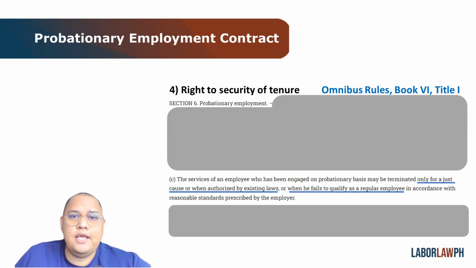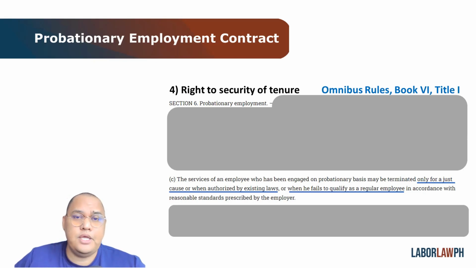Now, for probationary employees, in addition to what we discussed, there's something unique to them. They may also be dismissed when they fail to qualify as a regular employee in accordance with the reasonable standards that we discussed earlier, prescribed by the employer. To be very clear, let's say the probation period is 180 calendar days. Before the last day, let's say in the second month, 60 calendar days, the probationary employee cannot simply be dismissed because the employer, the manager, or the director does not want him or her working in the company anymore. No, the probationary employee still has security of tenure.